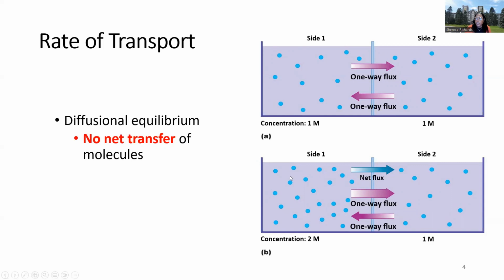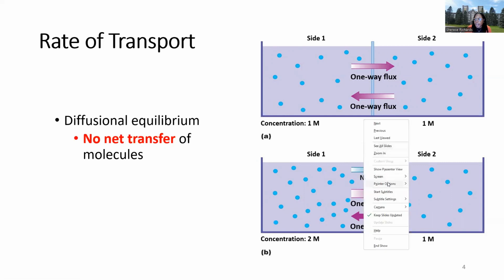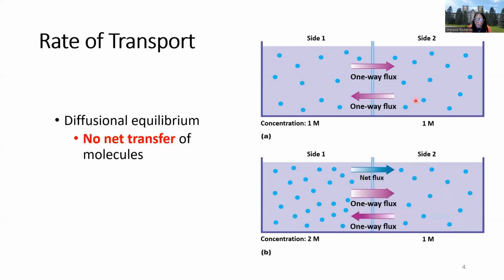So if you look at the scenario here on the right, we're looking at 2 conditions. In both of these, we have a membrane that's separating both containers, and the membrane is semi-permeable to the solute that's dissolved in each of these solutions. In scenario A, we have equal particle distribution on either side. So side 1 has the same number of solutes dissolved as side 2.